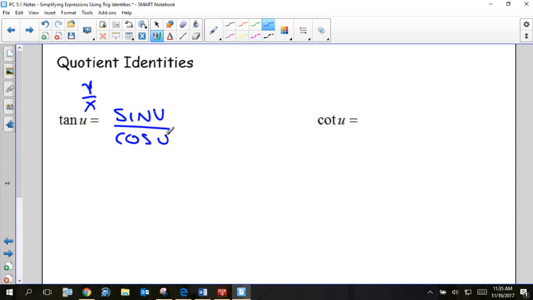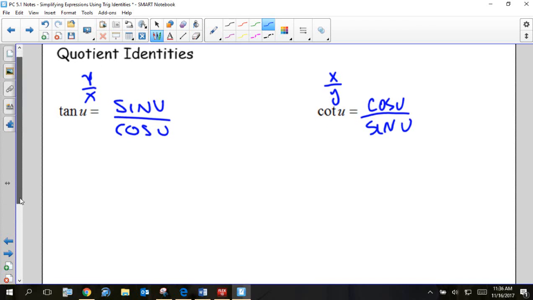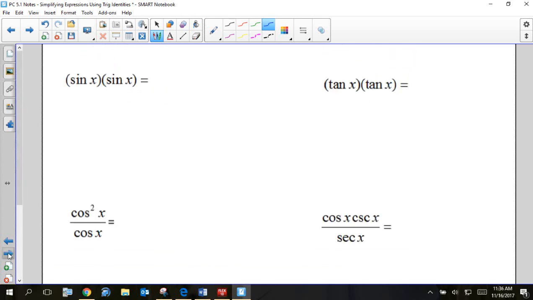Same thing, only this time cotangent. Cotangent is x over y. So cotangent u is the same thing as cosine u over sine u. So those are quotient identities. If I see tangent in a problem, I could substitute it with sine u over cosine u if that would help me get to what I want to get to in the problem.